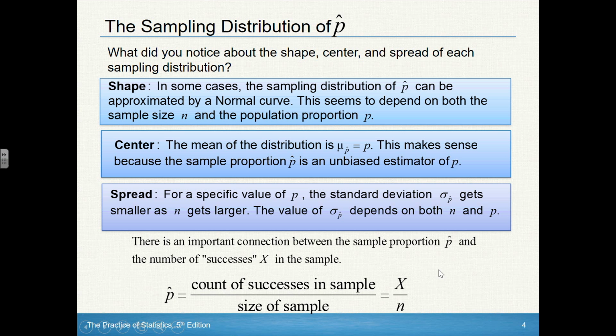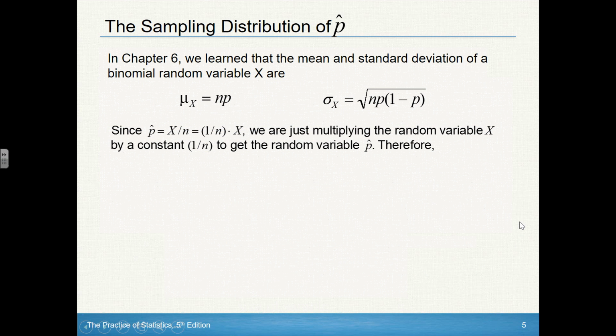Now, before we get ahead of ourselves here, let's make sure we understand this idea of p hat. P hat is the count of successes in the sample divided by the sample size. So if we have a sample of size 20, and in that sample 11 people passed the test, then the p hat is 11 out of 20, or 0.55. Just make sure you understand where that p hat is coming from.